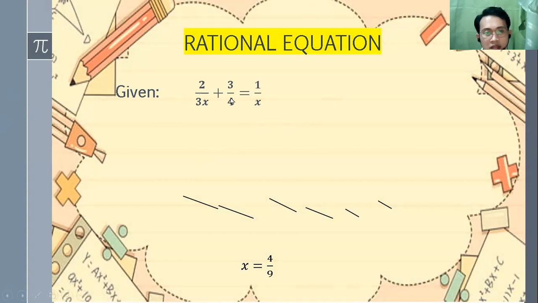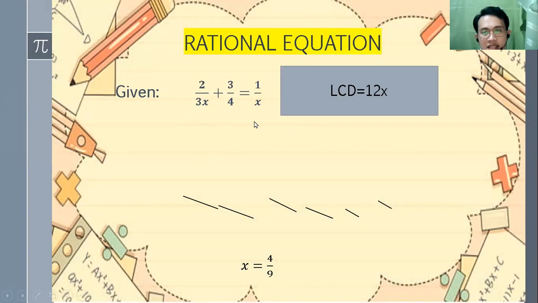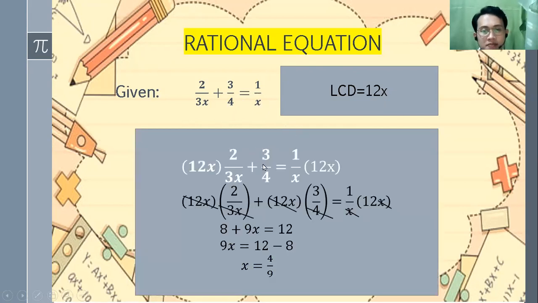Okay, so we are observing the denominators here first. So our LCD there is 12x. It's very simple because 12x can be divided by 3x, 12x can be divided by 4, and 12x can be divided by x. Okay, let's proceed to the next step. So as we multiply our LCD 12x to our whole equation, or from left and right, we do it like this. 12x.